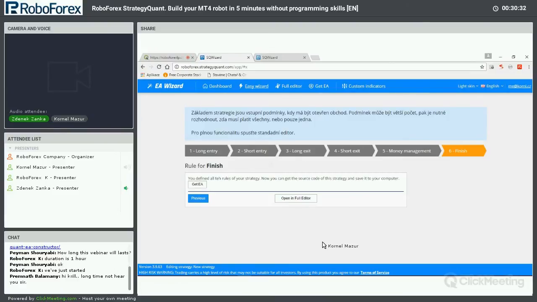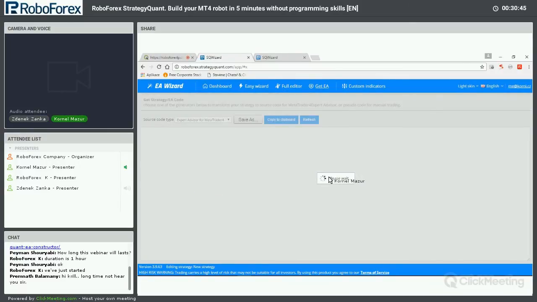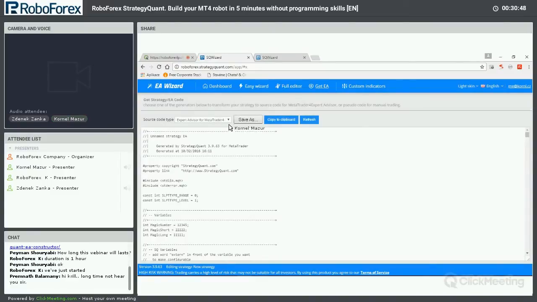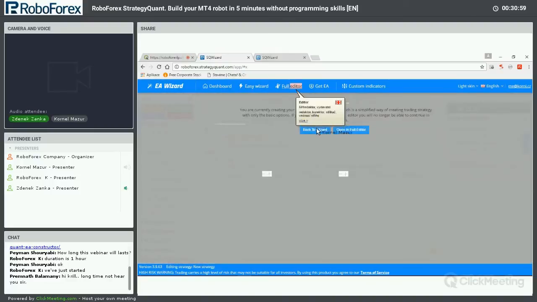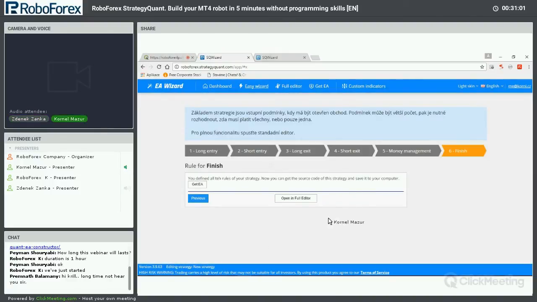You can see that in about 2 minutes I created an expert advisor, and this expert advisor is of course simple, but now we can get the EA. Now we can download it, and here we can save it. Okay, and now I will show you one more example. I will go back to the wizard, and just to repeat, once we get the EA, we copy the EA into MetaTrader and run it, of course.